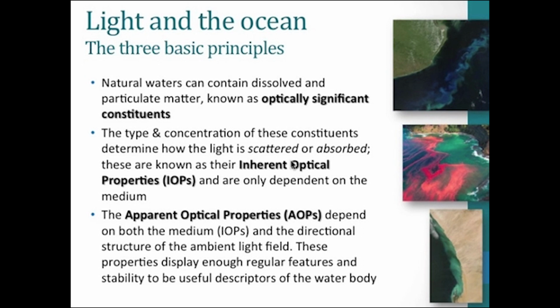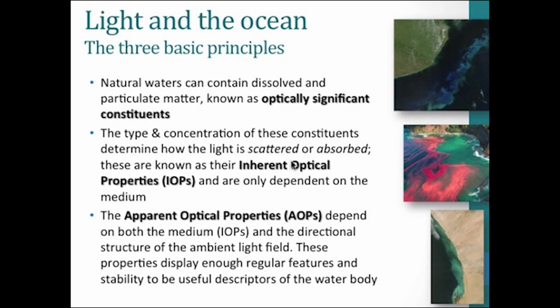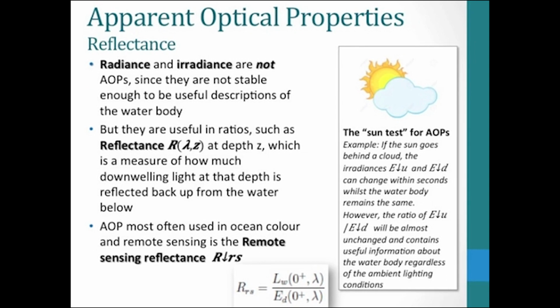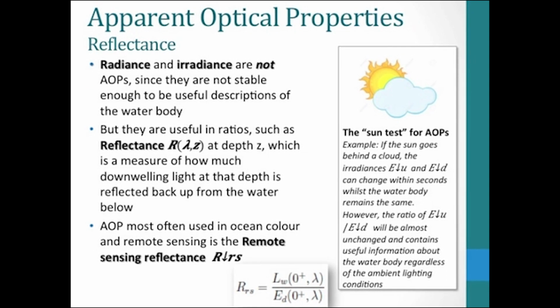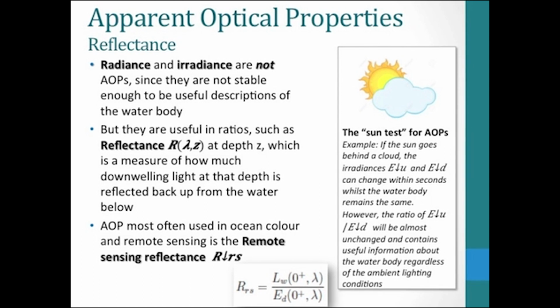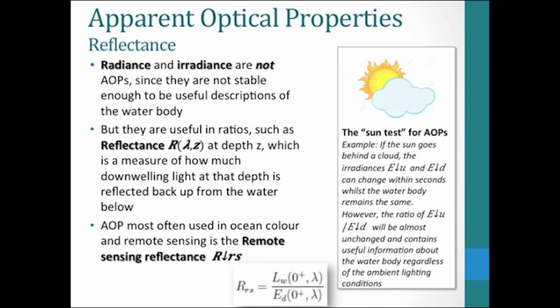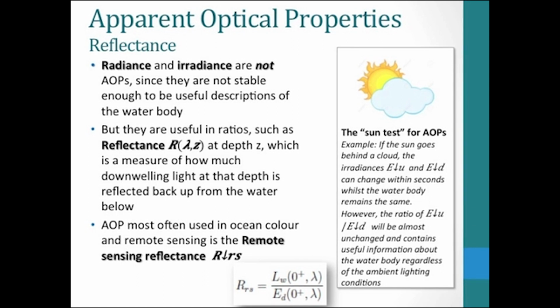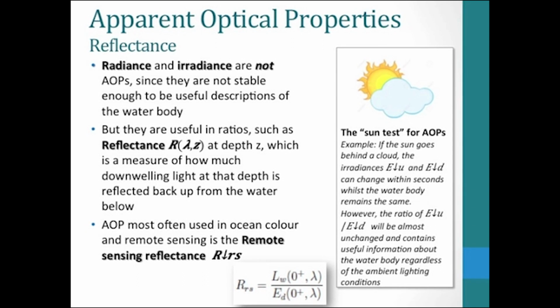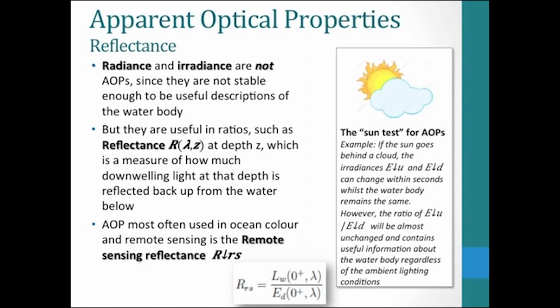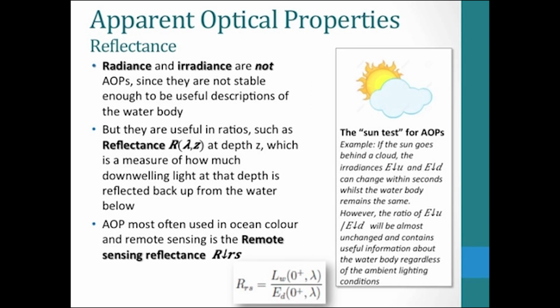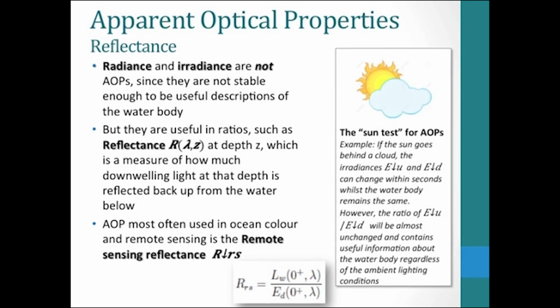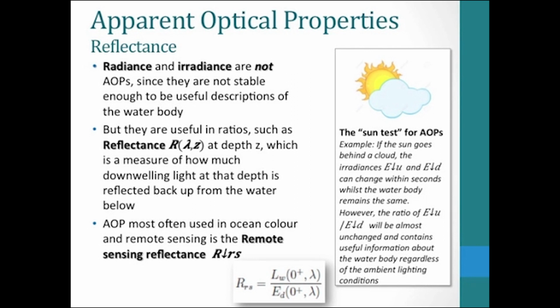On the other hand, apparent optical properties depend on both the medium and the directional structure of the light field. We've looked at radiance and irradiance, which meet those criteria for apparent optical properties, but the fact is that they are just too variable to be all that useful. However, if you take their ratio, the proportion of incoming versus outgoing light, this quantity is stable enough to be a very useful descriptor of the light field. This ratio is used commonly in ocean color science and is known as the remote sensing reflectance, the fraction of downwelling irradiance, ED, that returns to the point of measurement as upwelling radiance, LW.